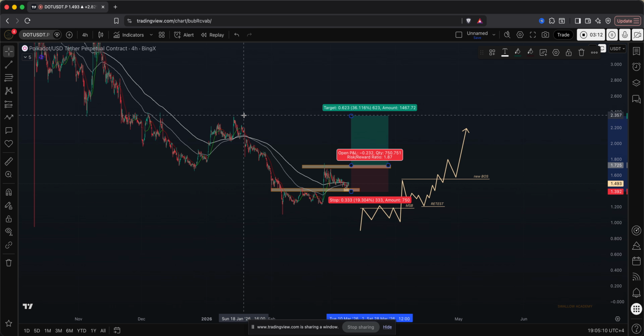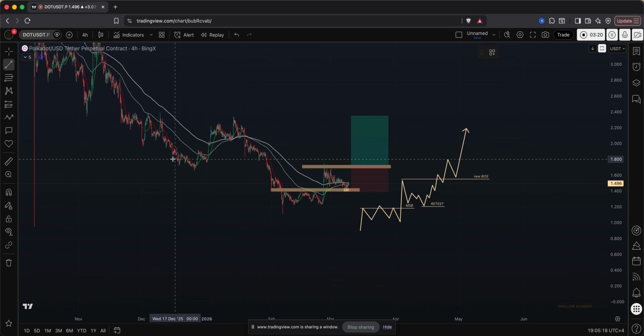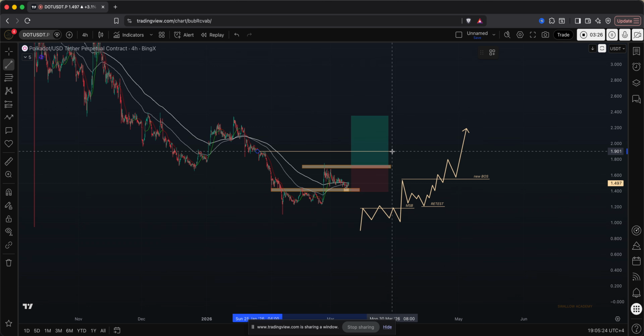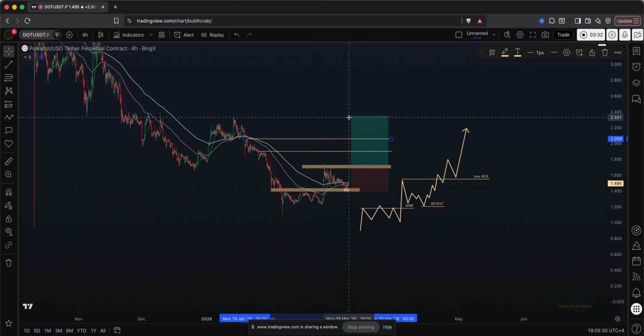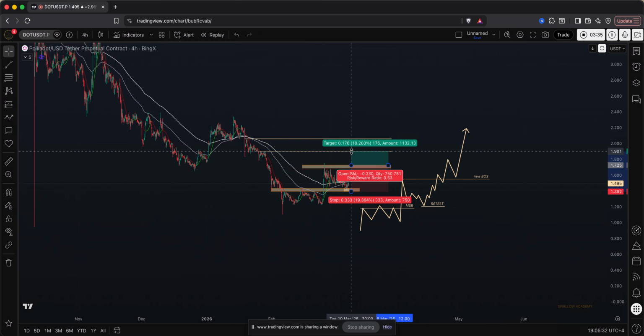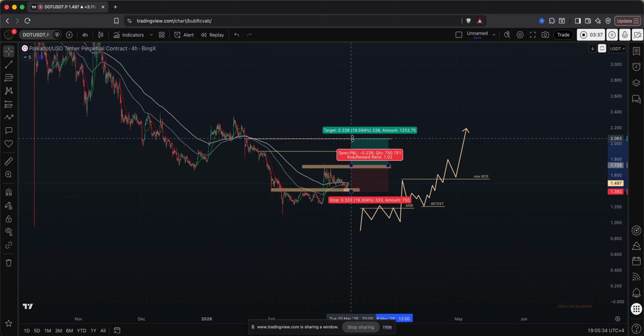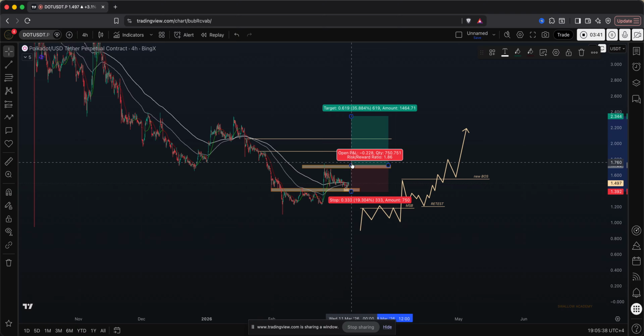Now the target is based just on the previous local high area before we had the downside movement, but ideally we would set a secondary target at approximately this area here. So this area here and this area here. So like a 3 target area. First is 10% of market price movement, then 20, and then basically 36.